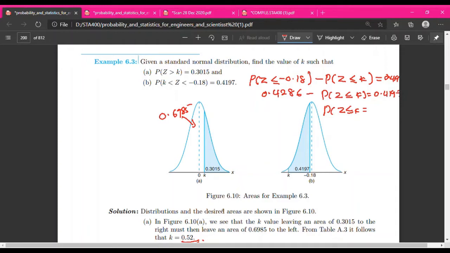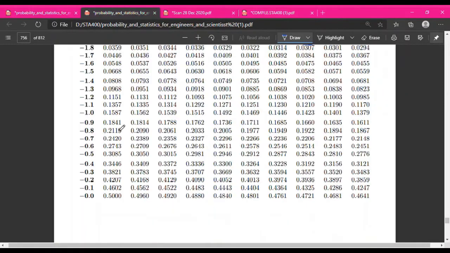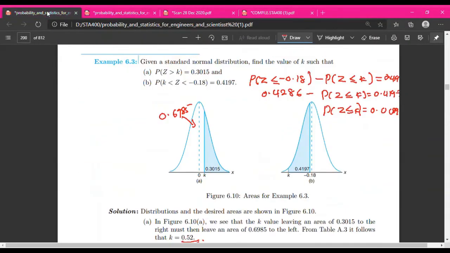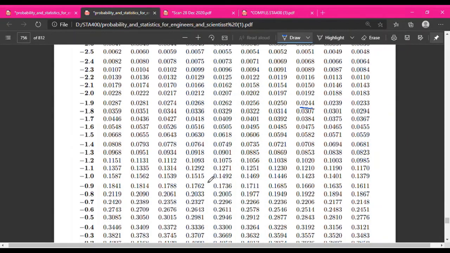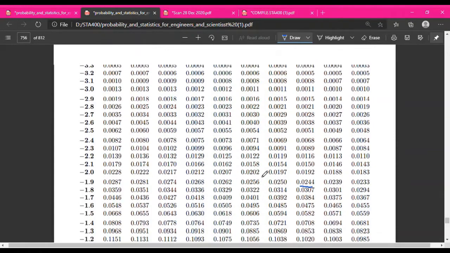4197. So the answer is 0.0089. Okay, so yang ni yang kita nak cari kat sini sebab dia less than kan. So 0.0089. Okay, I press. Tak cantik. 0.0089. Okay, tengok nilai yang negatif, sebab tadi kita dah decide dekat sini adalah negatif. So tengok nilai negatif. Nilai probability-nya kat dalam ni lah. 0.0089. So cari 0.0089 berada di mana?